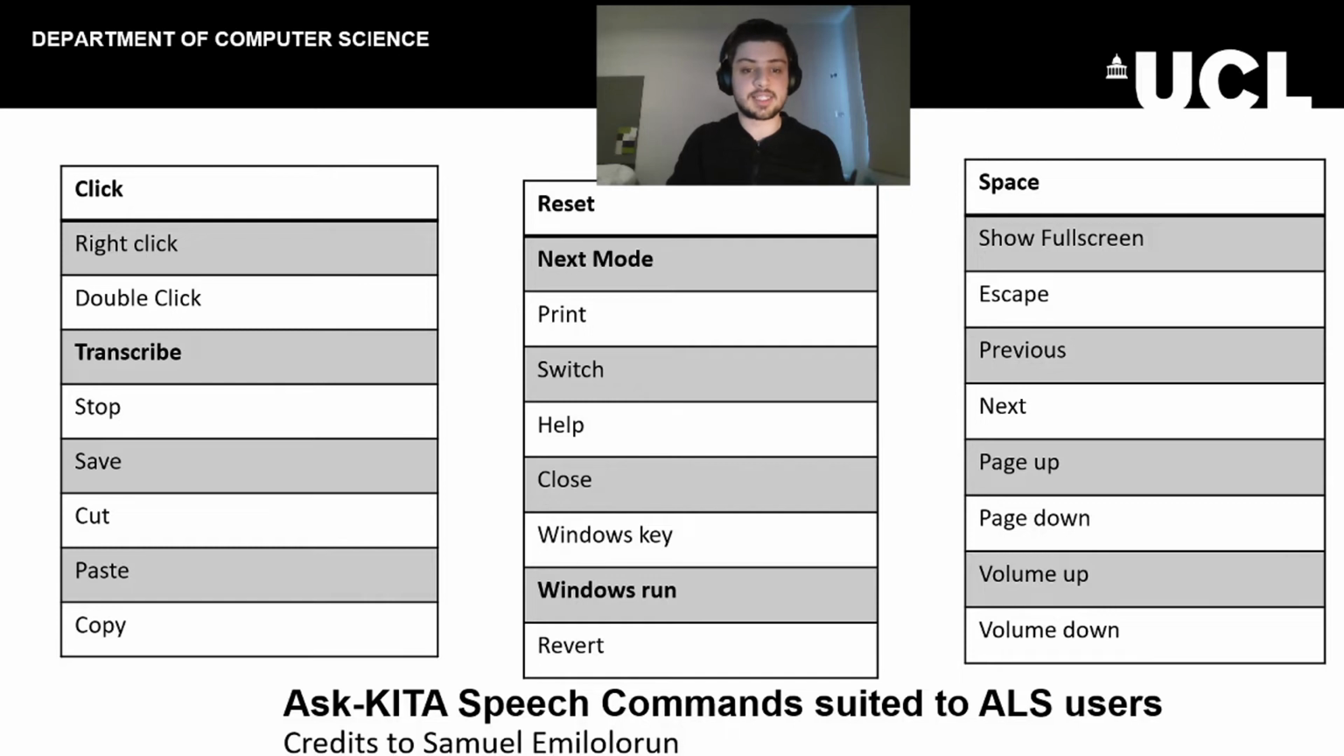Presented here are the speech phrases that, if set by the user, trigger the relevant action. Some of the most important out of those consist of transcribe, where the user's phrases are directly converted into text, next mode to navigate between the different modes, and reset to redo the calibration.